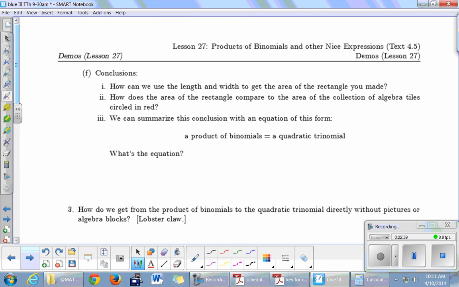And we're going to try to bring 2 different ideas together. So here are the conclusions. How can we use the length of the width to get the area of the rectangle that's sitting on your page? How do you find the area of any rectangle? Is length times width. So we're going to multiply.